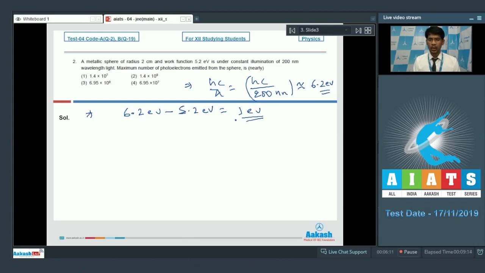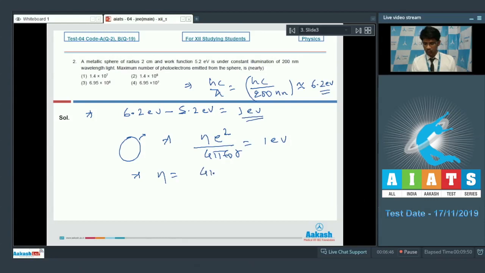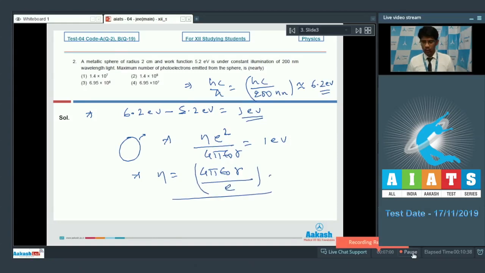So what we need to find is the total number of photoelectrons emitted from the surface. If the last electron is able to overcome this much energy, then the electron would be able to come out from the surface. So if N is the total number of electrons, N into e square divided by 4 pi epsilon naught R must be equal to 1 electron volt of energy. Or N, this e would cancel out, we shall have 1 by 4 pi epsilon naught into R divided by e. On calculation, we get this answer approximately to be 1.4 into 10 to the power 7. So for question number 2, option 1 is the correct answer.